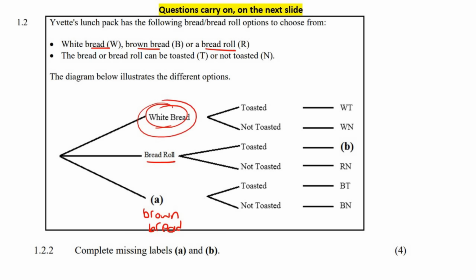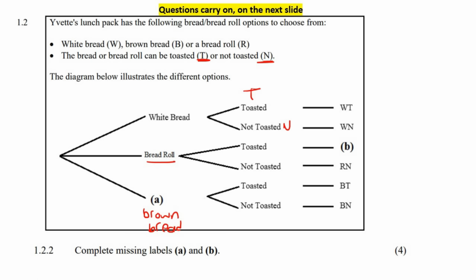Let's say you choose this one. Well, that's a W. You see how they said white bread is a W? And then you choose toasted, which they said is a T. So if you choose this and this, that's WT. Or maybe you decide that you would like to have white bread, but then you don't want it to be toasted. So that means N. So you're choosing W, N, and that's where they're getting that over there.